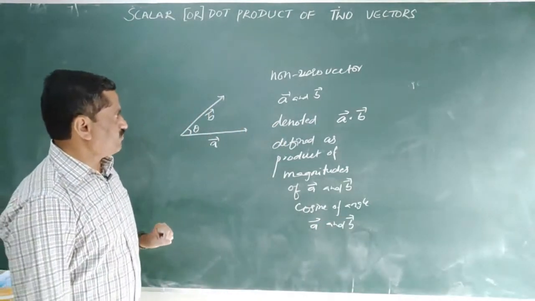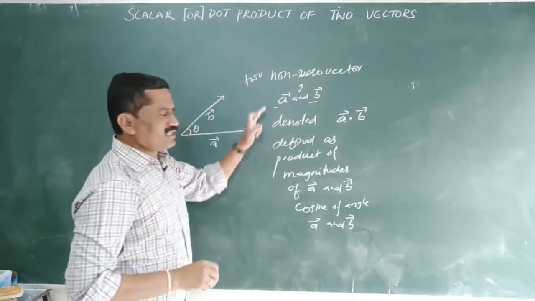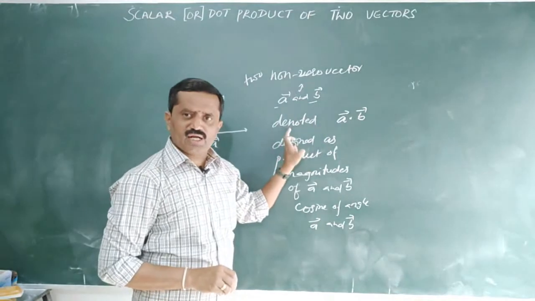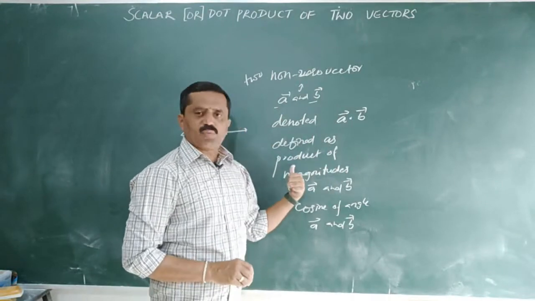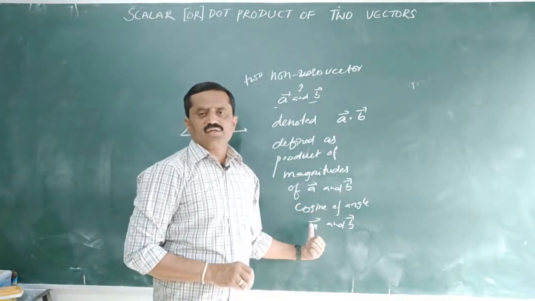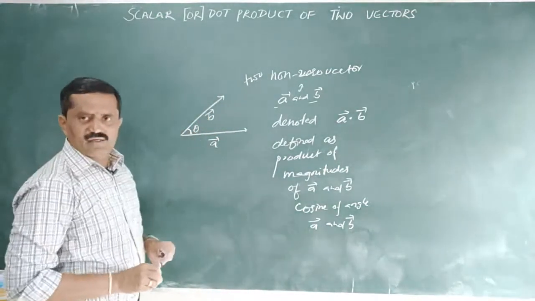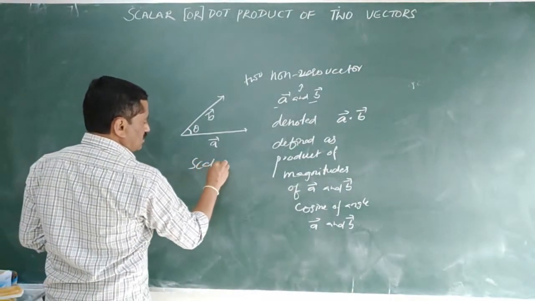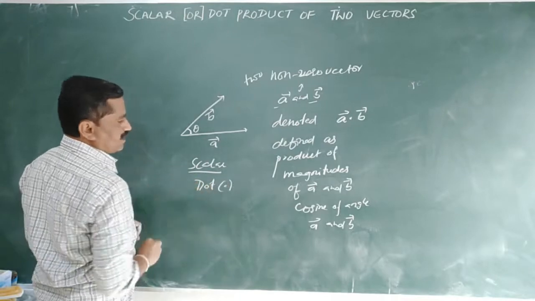Again, if A bar and B bar are any two non-zero vectors, then the dot product of A bar and B bar is denoted as A bar dot B bar and is defined as the product of magnitudes of A bar and B bar and cosine of angle between A bar and B bar. This scalar product of two vectors is also called the dot product of two vectors.